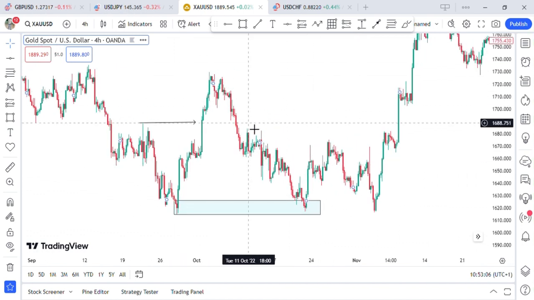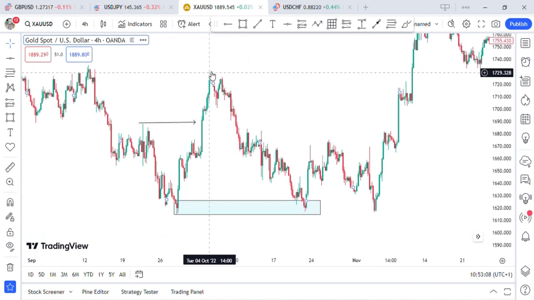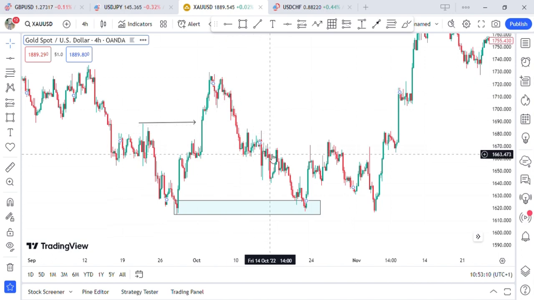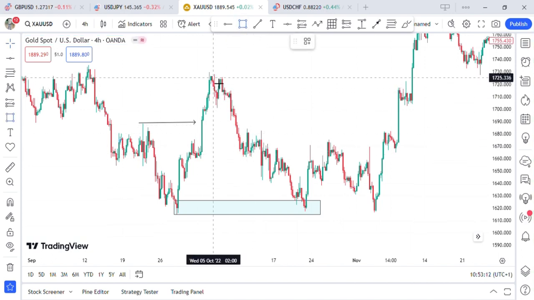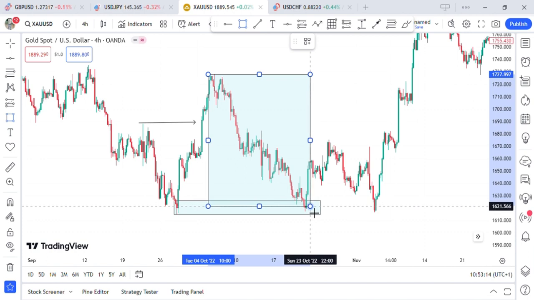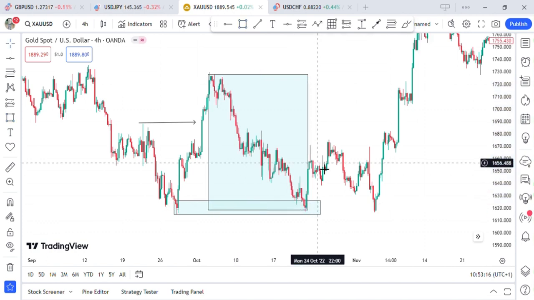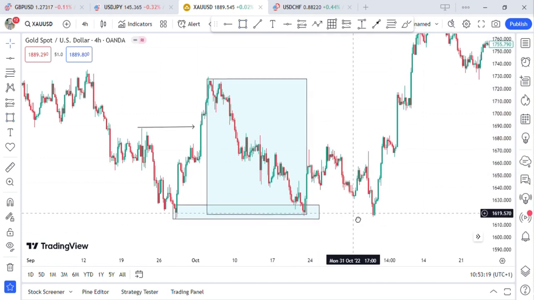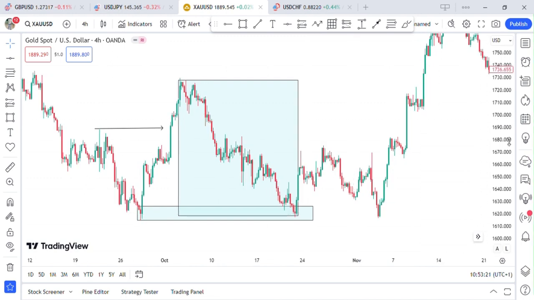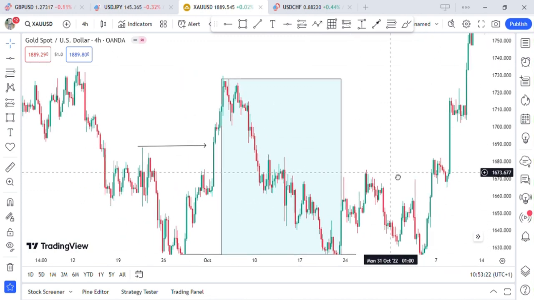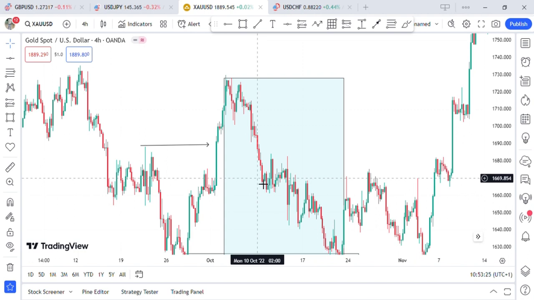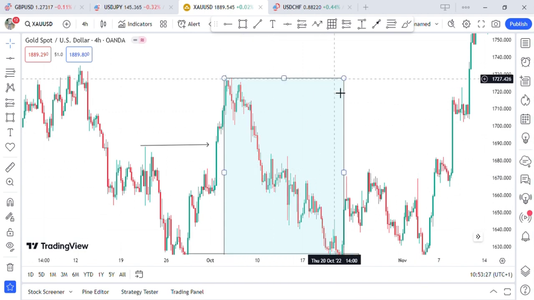Because we are in a higher time frame, you have to study what also happened in this price movement. You can see the same thing that happened in the higher time frame is the same thing happening here also. So you have to study it.